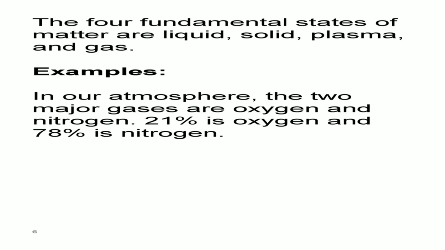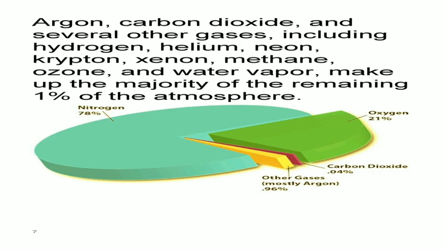Examples. In our atmosphere, the two major gases are oxygen and nitrogen. 21% is oxygen and 78% is nitrogen. Argon, carbon dioxide, and several other gases, including hydrogen, helium, neon, krypton, xenon, methane, ozone, and water vapor, make up the majority of the remaining 1% of the atmosphere.